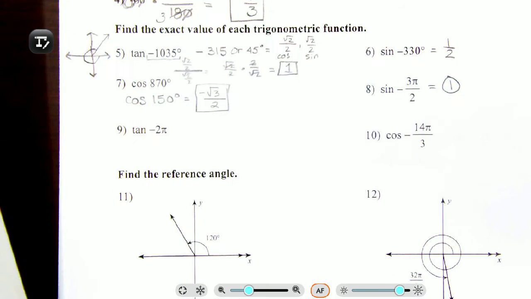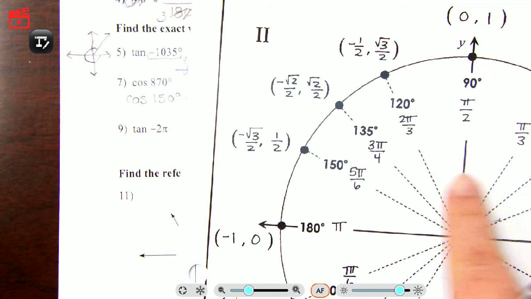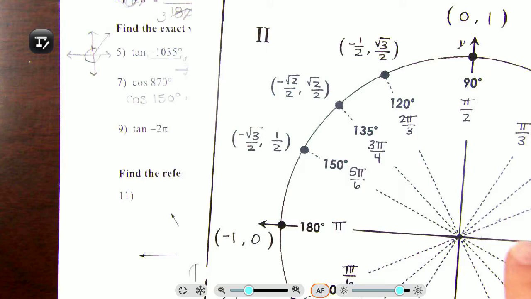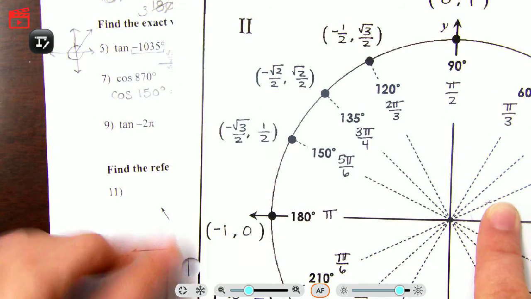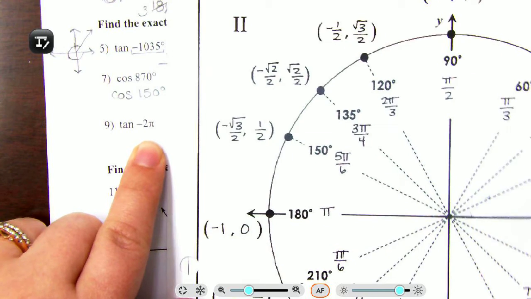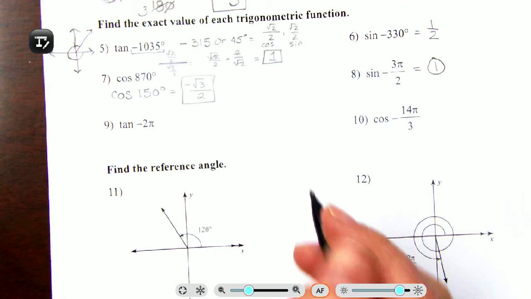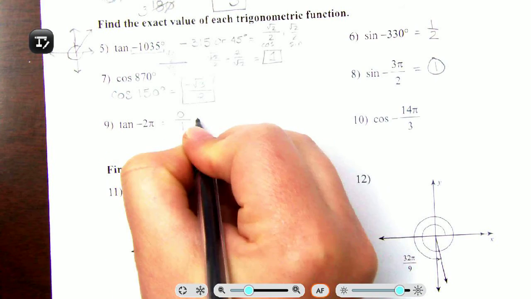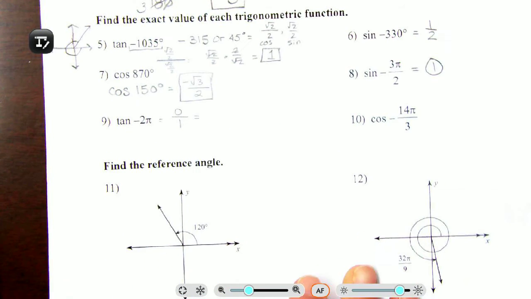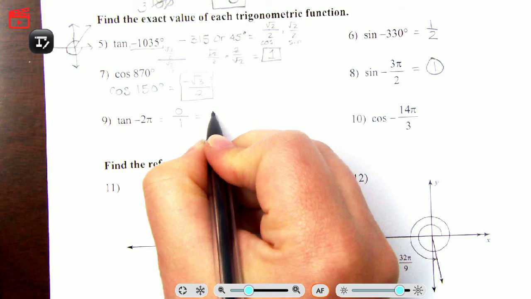Tangent of negative 2 pi. Again, positive direction is this direction, so negative direction is here. It ends up in the same spot, and it's asking for tangent of it, so tangent is sine over cosine. Sine over cosine, and then make sure you simplify that. 0 divided by 1 is just 0.